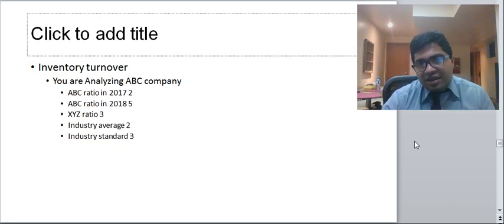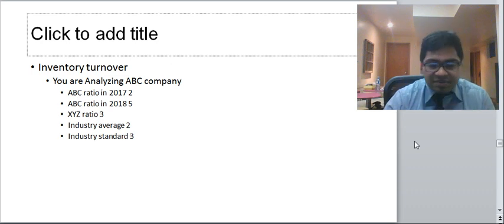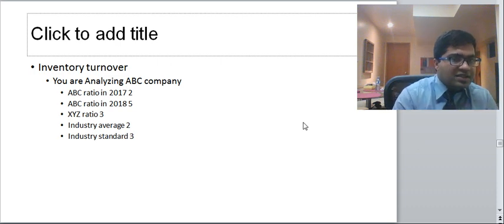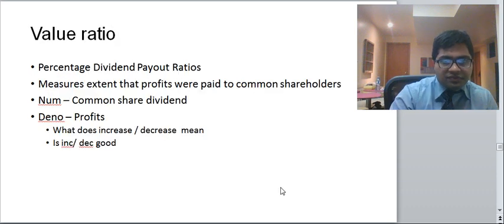So if you are analyzing company ABC, the ratio in 2017 was 2, in 2018 it was 5. So the ratio has gone up. The company is selling its inventory 5 times this year as compared to 2 times in the past. So that's a good sign. It is a better liquidity position for the company, and it is performing quite well as compared to its competitor and the industry in general.